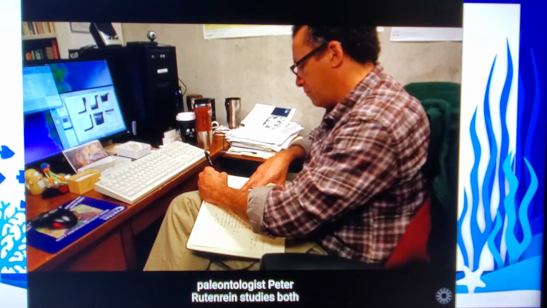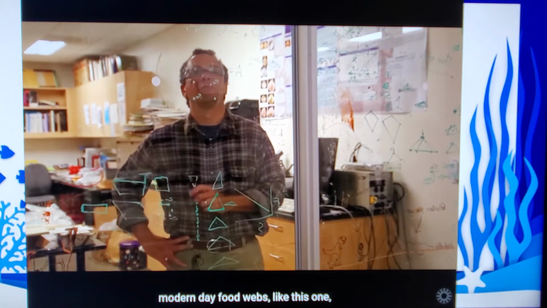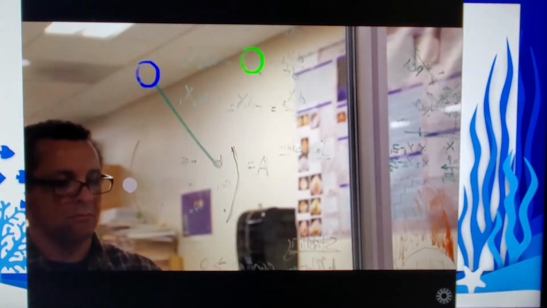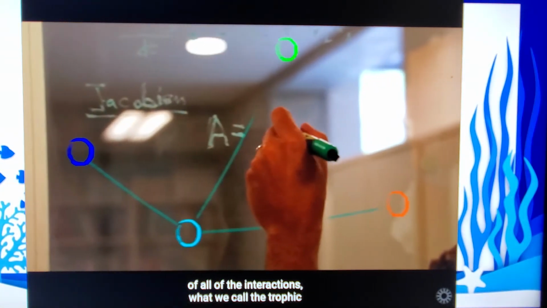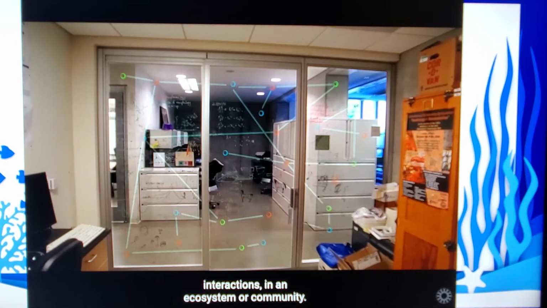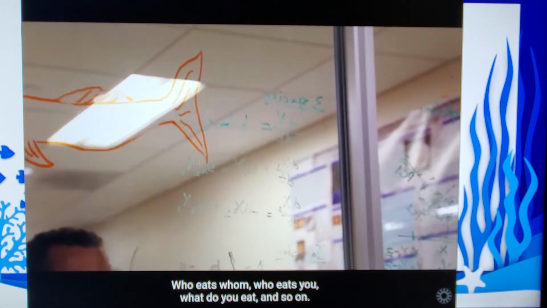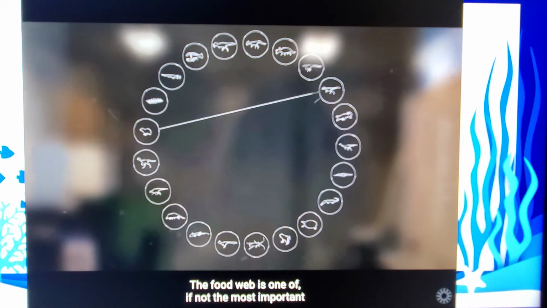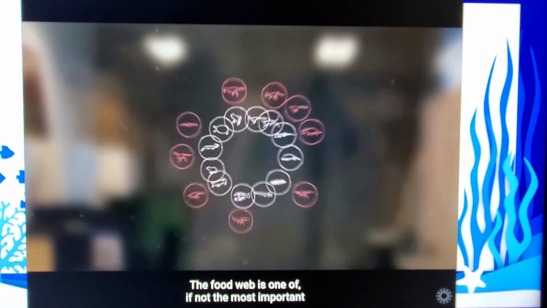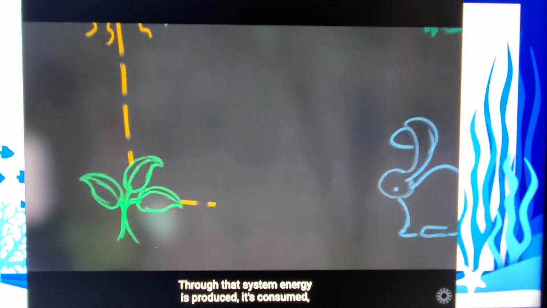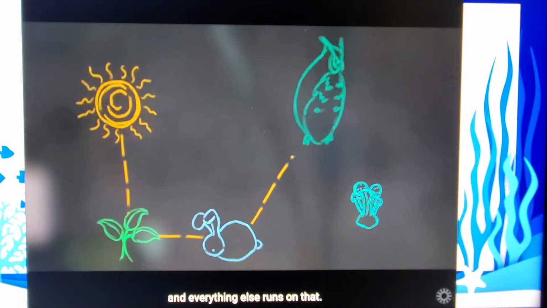At the California Academy of Sciences, paleontologist Peter Roopnarine studies both modern-day food webs, like this one, and those from the past. Basically, a food web is a map of all of the interactions, what we call the trophic interactions, in an ecosystem or community. And those are predator-prey interactions. Who eats whom, who eats you, what do you eat, and so on. The food web is one of, if not the most important representation of interactions that we have in an ecosystem, because it's a main passage of energy through that system. Energy is produced, it's consumed, and everything else runs on that.